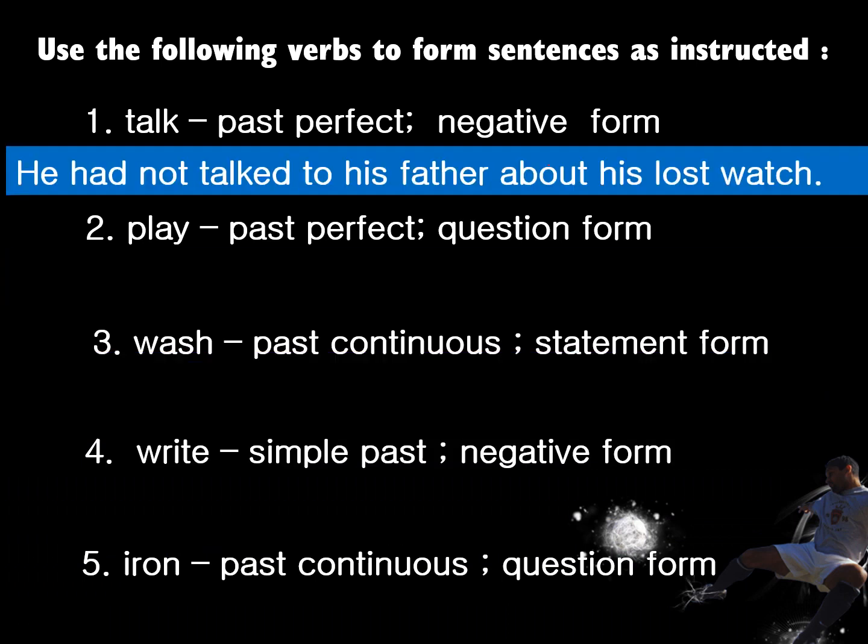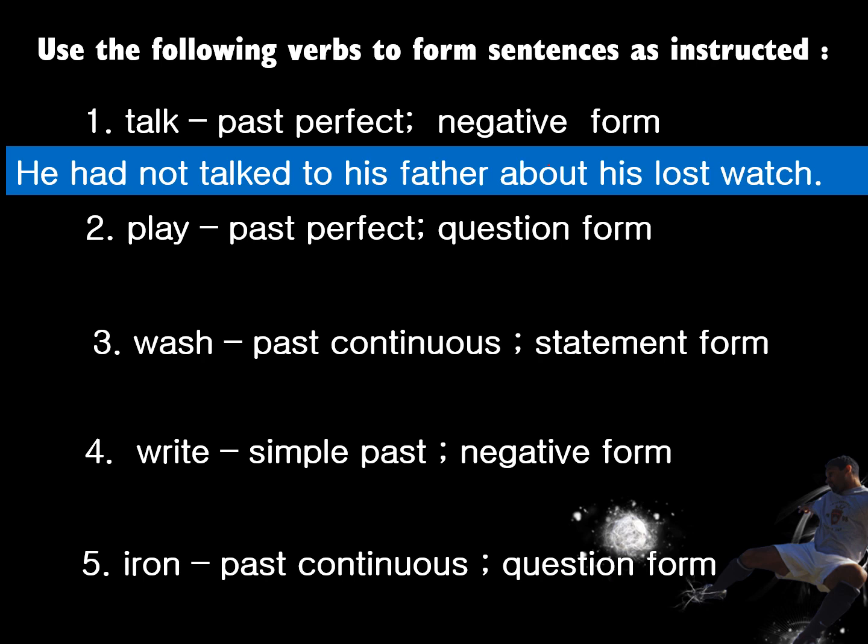He had not talked to his father about his lost watch. So in this case, it follows the negative form of the verb in the past perfect. So it says there, had not talked. This comes with the past perfect, which is the auxiliary verb had plus the past participle form of the verb talked, and the negative form not. If you're used to writing these sentences, you could simply contract had not to hadn't. So you could say, he hadn't talked to his father about his lost watch.